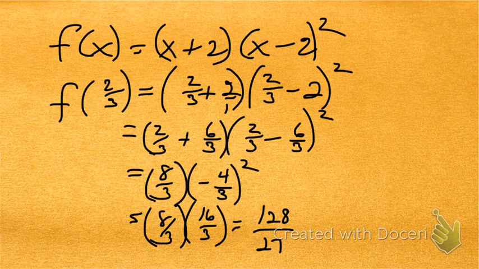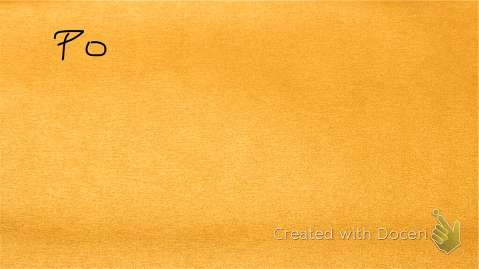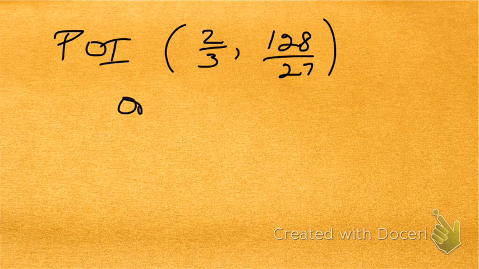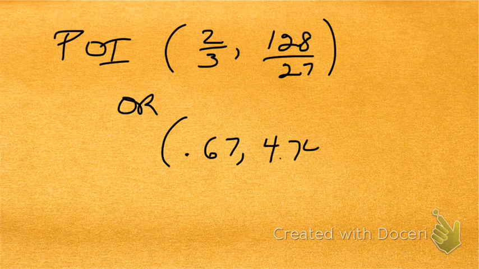Okay, that means we do have a point of inflection where 2/3 meets 128/27, or if you prefer, you can use the decimal version. About 0.667 meets about 4.74. That's our job. It is done.